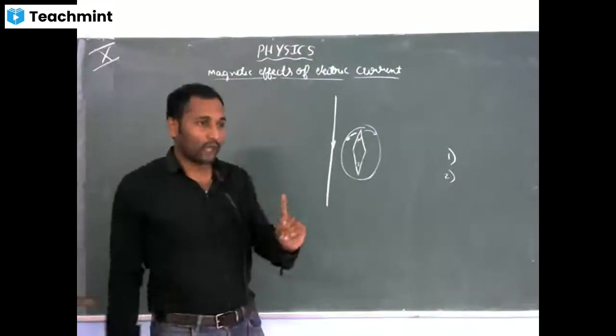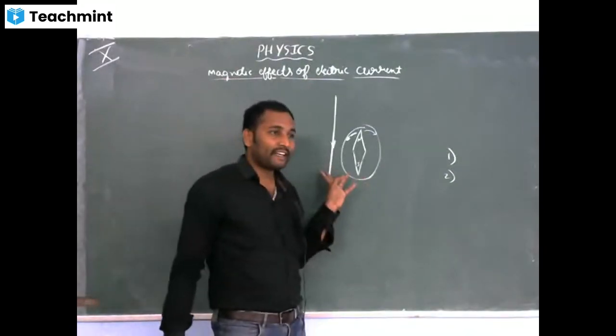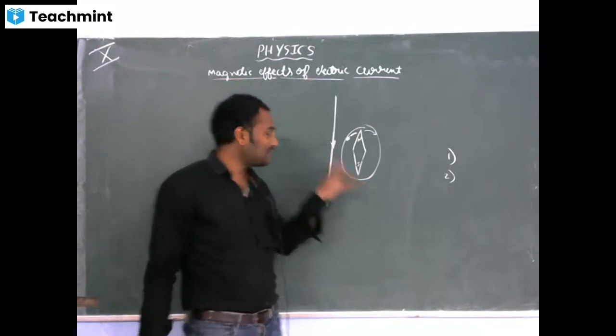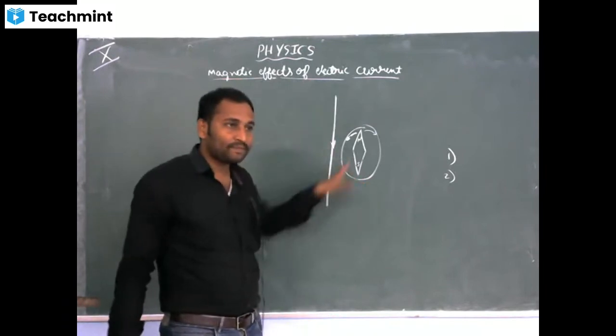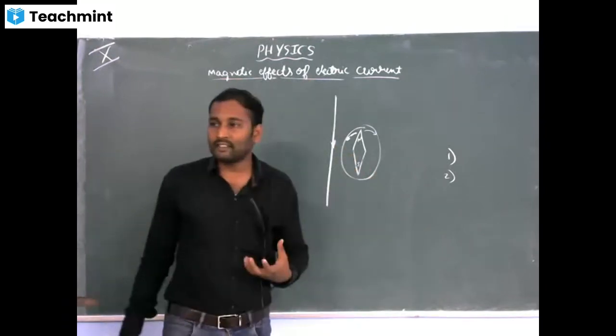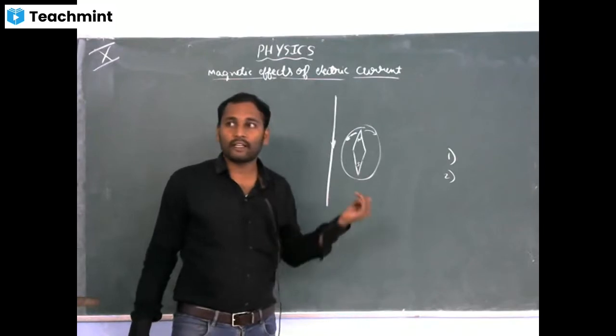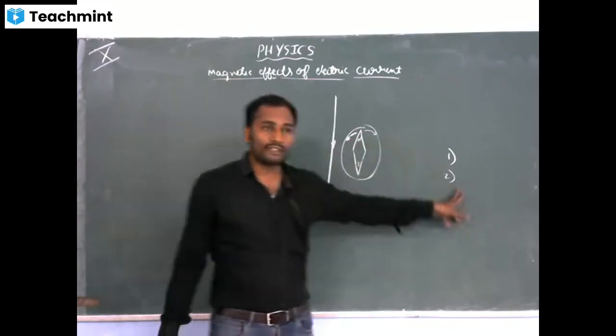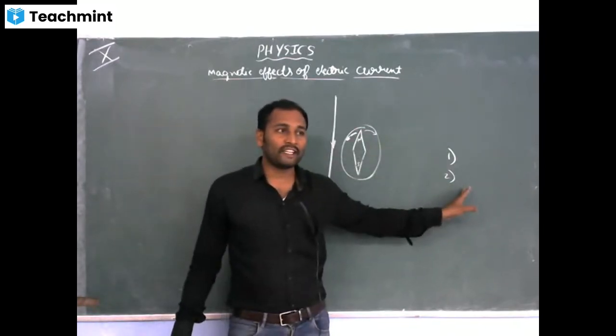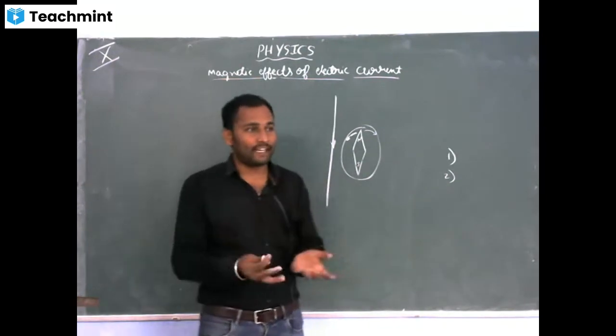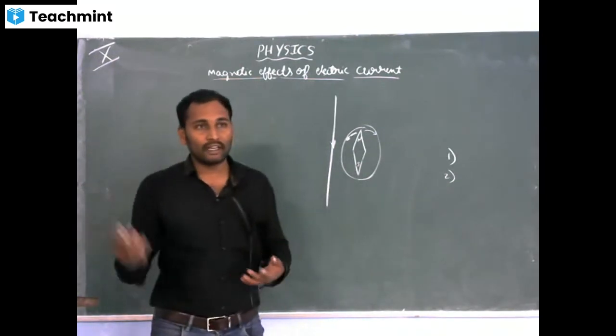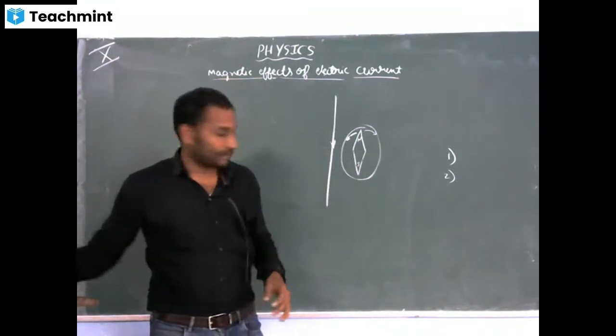Okay, so in the first part what will we study? We will study the magnetic effect of electric current. That means with the help of current, how a magnetic field is produced. That we will study in the first part. When we go to the second part, what will we study? With the help of a magnetic field, how we will induce electric current. Is that clear?